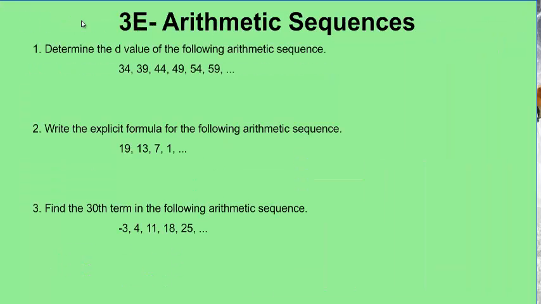Our last learning target is 3E, arithmetic sequences. The first question is you are determining the d value for the following arithmetic sequence. The second question is you're writing the explicit formula for the following arithmetic sequence. And in the third question, you are finding the 30th term in the following arithmetic sequence. Remember that initial formula, look back at your notes or possibly the 3E video. Go ahead and pause this video, answer the questions, and then hit play when you're ready to see the answers to the review.